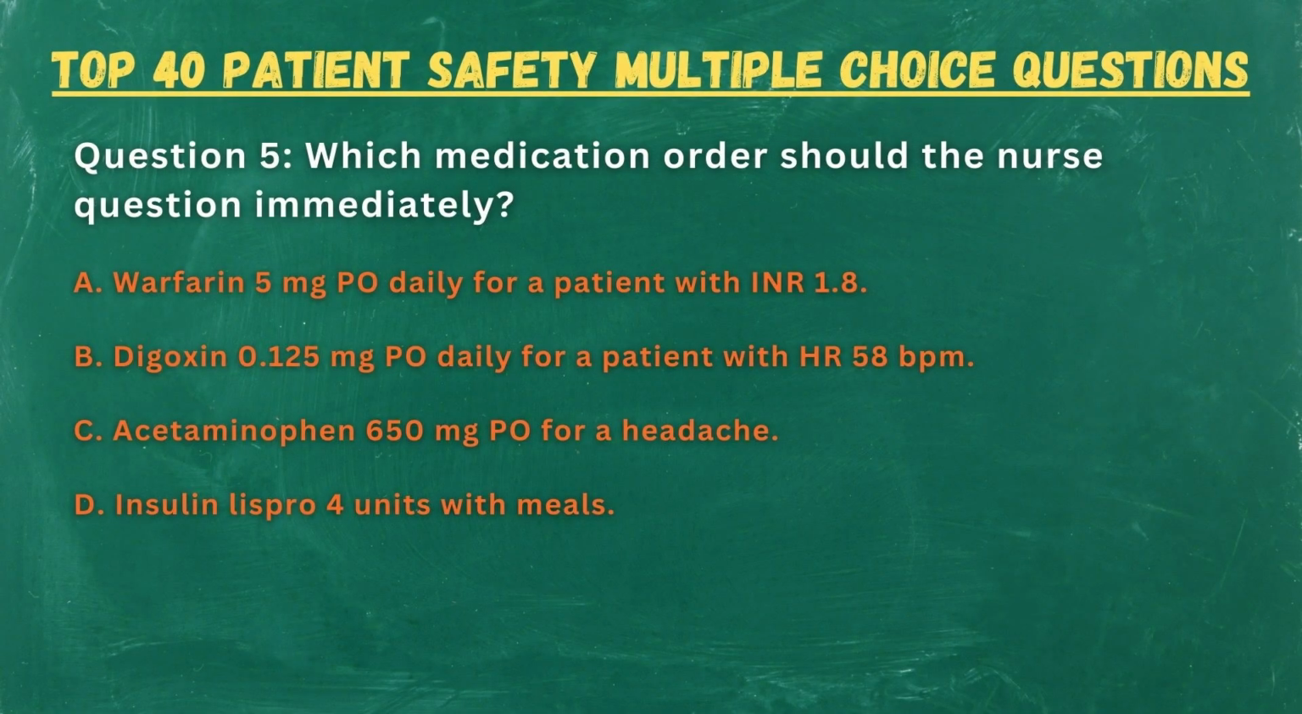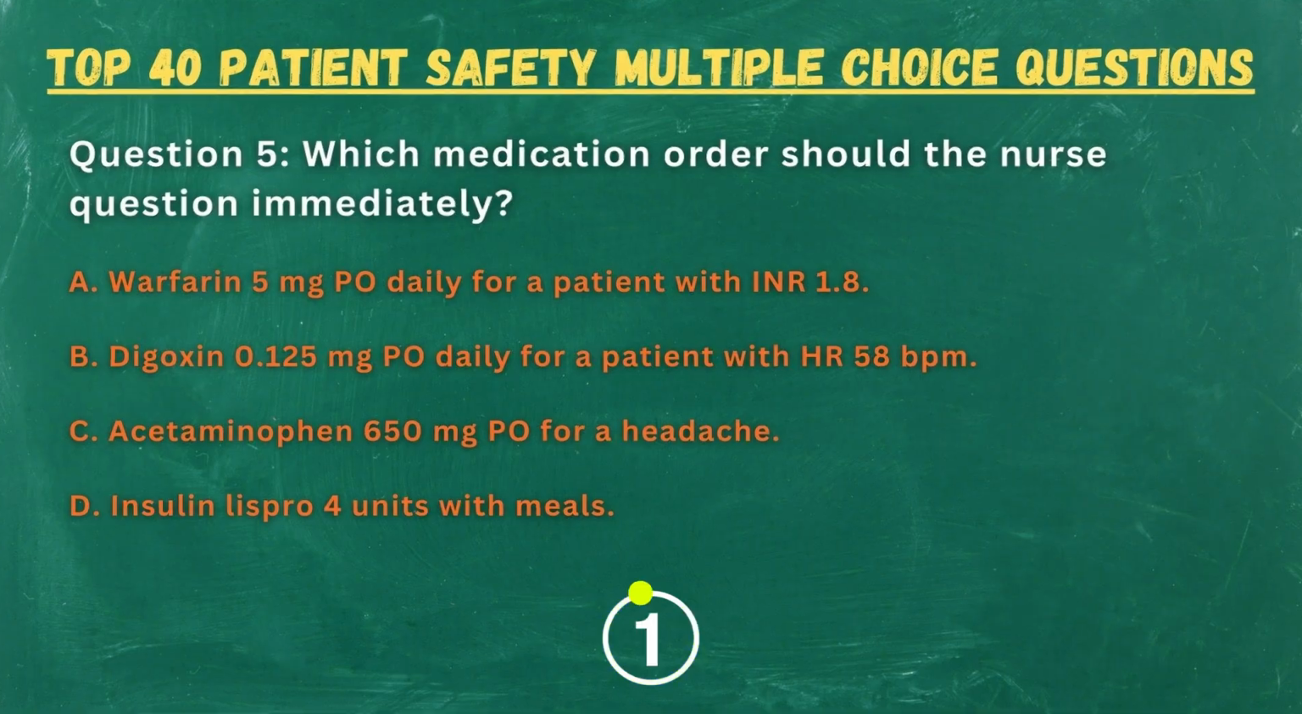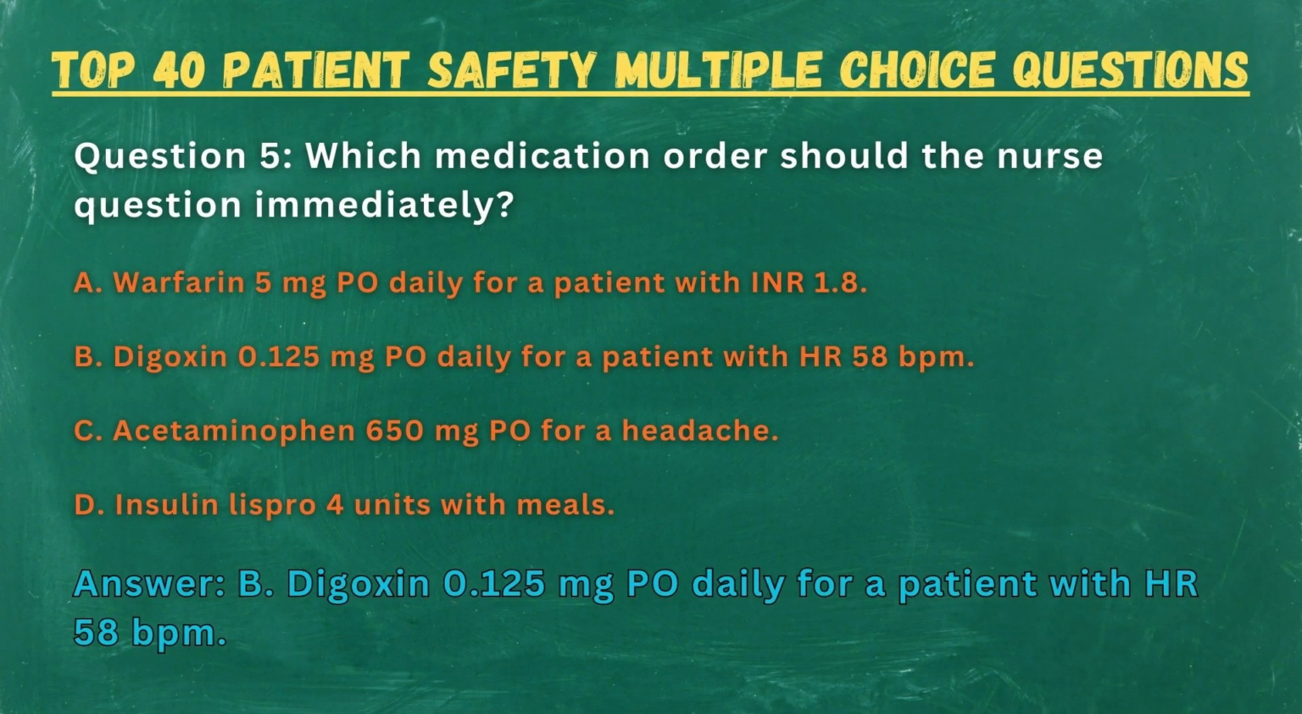Question 5. Which medication order should the nurse question immediately? A. Warfarin 5 mg PO daily for a patient with an INR of 1.8. B. Digoxin 0.125 mg PO daily for a patient with HR 58 BPM. C. Acetaminophen 650 mg PO for a headache. D. Insulin Lispro for units with meals. Answer. B. Digoxin 0.125 mg PO daily for a patient with HR 58 BPM.